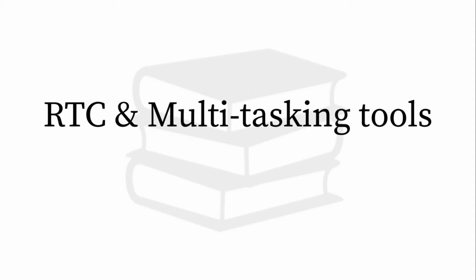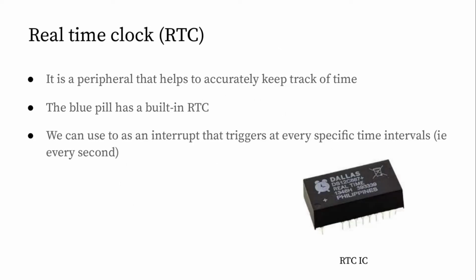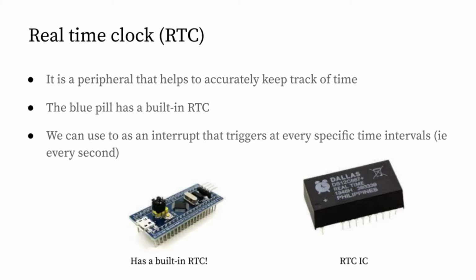Today, we are going to be covering real-time clock, RTC, and multitasking tools such as mutexes and task notifications provided by FreeRTOS. RTC is an external peripheral which you can use to accurately keep track of time in your projects. Most of your electronic devices, like computers or phones, have this inside them, and luckily, the Blue Pill has a built-in RTC tool that we can use. With this peripheral, we can configure interrupts to trigger at specific intervals, such as every second.